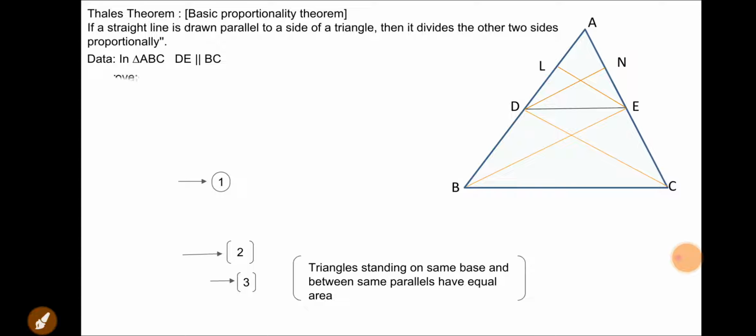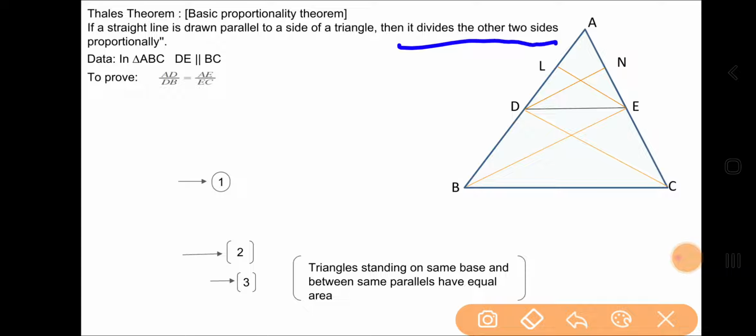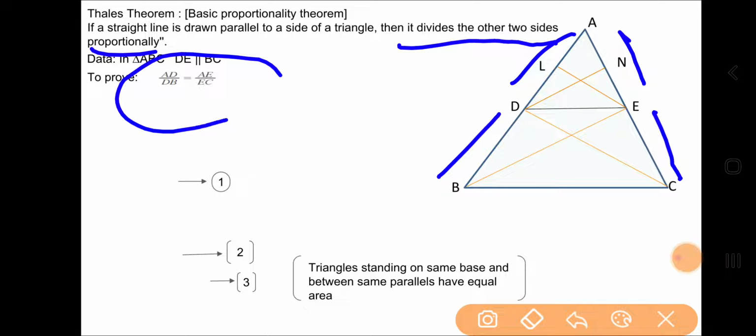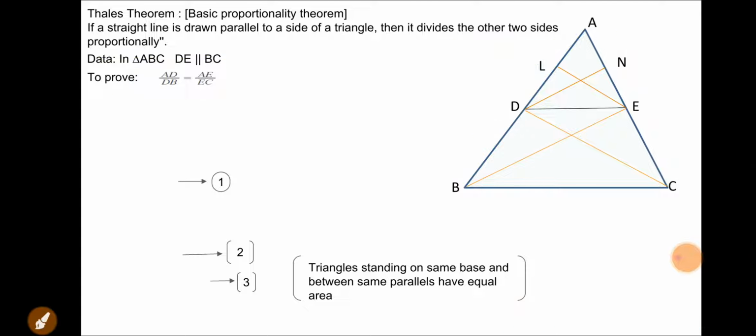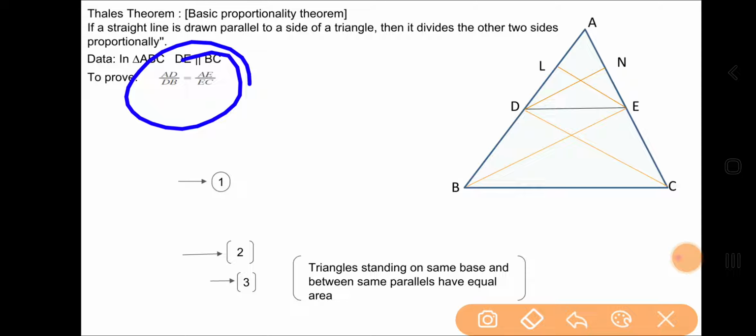Then the next step is to prove. What do I need to prove? That it divides the other two sides proportionally. Proportionally means the ratios are equal. Which ratios are equal? This part divided by this part, and this part divided by this part. What I need to prove in the 'to prove' section is written here: AD by BD is equal to AE by EC.